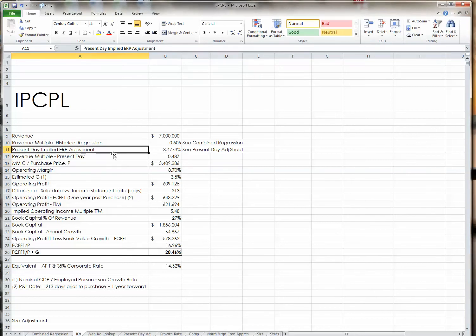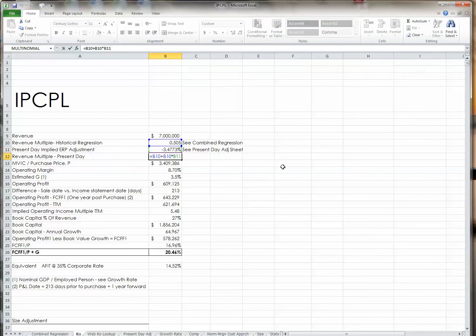Okay, this video is on the present day implied equity risk premium adjustment, minus 3.4, roughly minus 3.5%. Here's where we take the regression result of 0.505 times revenue that was based on 15 years of history and say, based on the present day market conditions, we believe, based on the data and so forth, that today's multiple would be 3.5% less, getting us a present day multiple of 0.487 times revenue. Now, how do we get that?